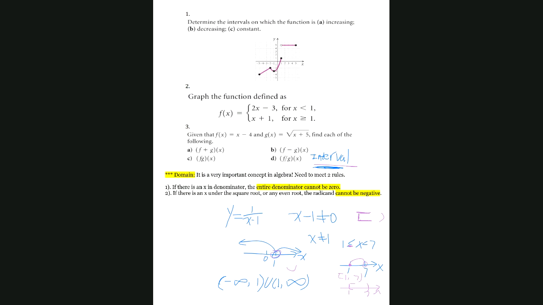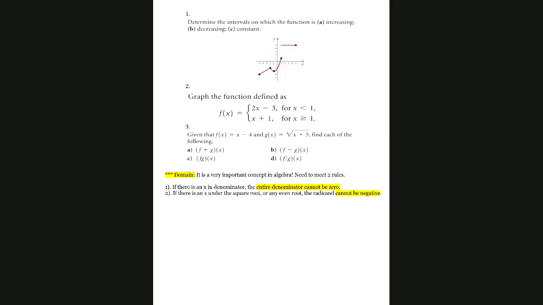The second rule is when you have an x under the square root, or any even root. What is an even root? A root of 2, that's a square root, and a root of 4 is an even root. How about the cube root? Cube root is not an even root. When you have a cube root of x, x can be anything, any real number. So this rule is only applied to the even root. Square root is part of the even roots.